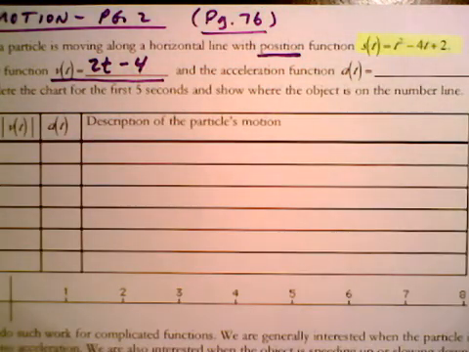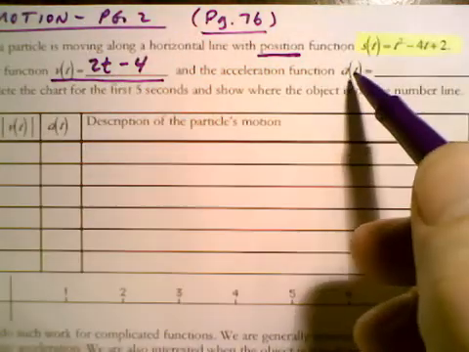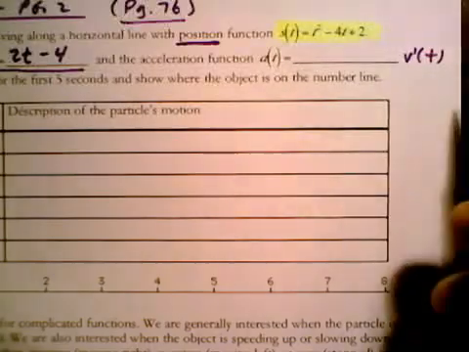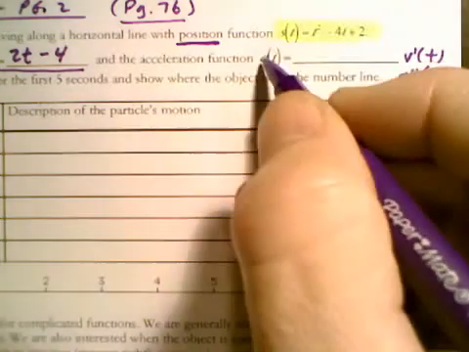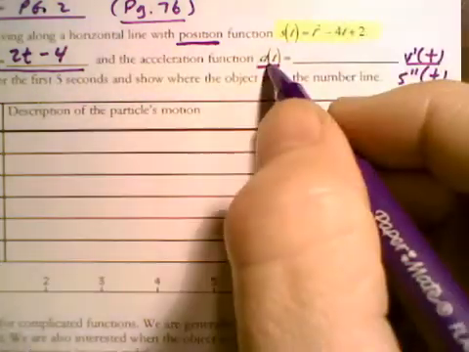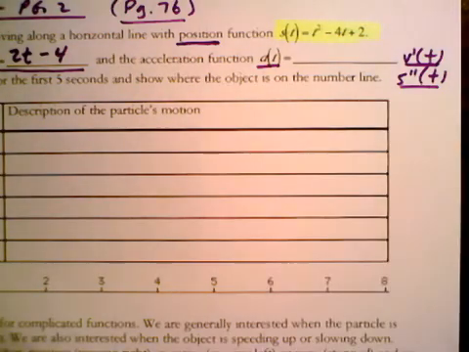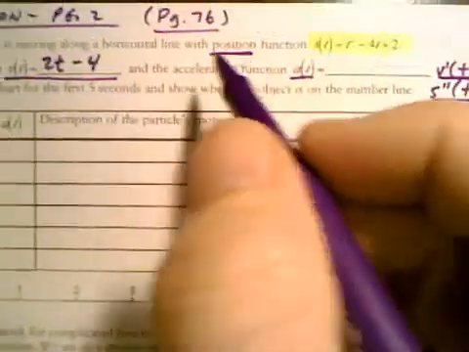And the acceleration function then would be the derivative, or the rate of change, of the velocity function. So a of t is v prime of t. And if you really wanted to, you could write that as s double prime of t. So all of these three mean the same thing: a of t, v prime of t, and s double prime of t. Anyway, the acceleration is the derivative of the velocity.